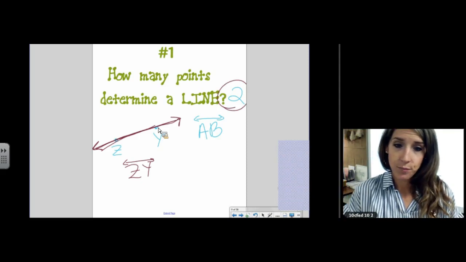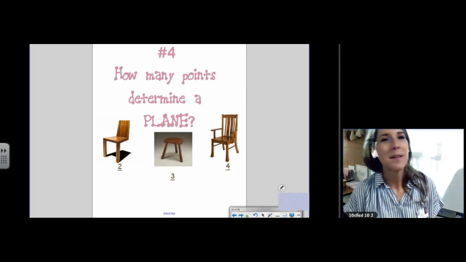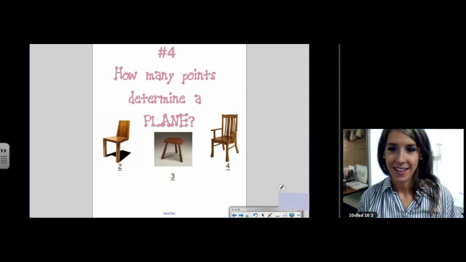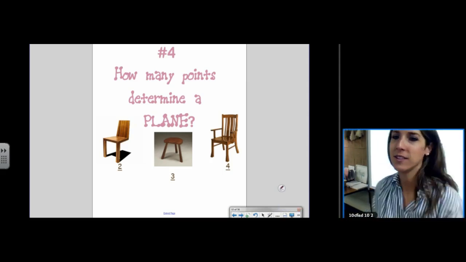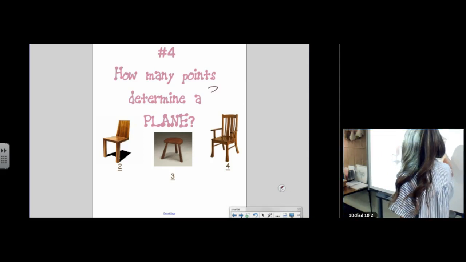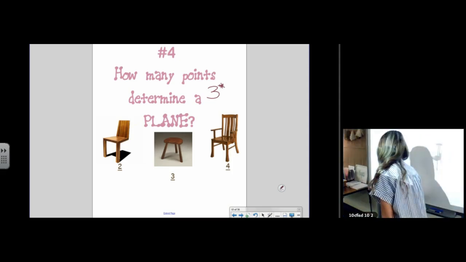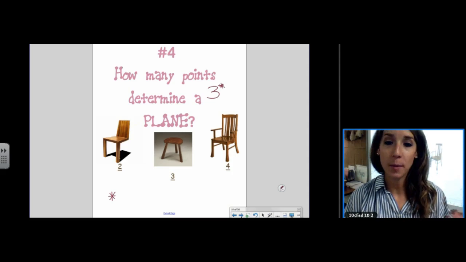Takes 2. All right. In that case, how many points does it take to determine a plane? This is easy. You just go up 1. You go from 2 to 3. Now, it's 3 with a little asterisk by it. What does that mean when something has an asterisk? At the bottom, it's like, see the note below, right? 3 points determine a plane.